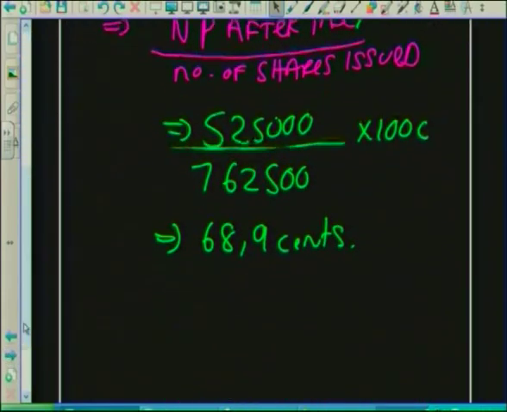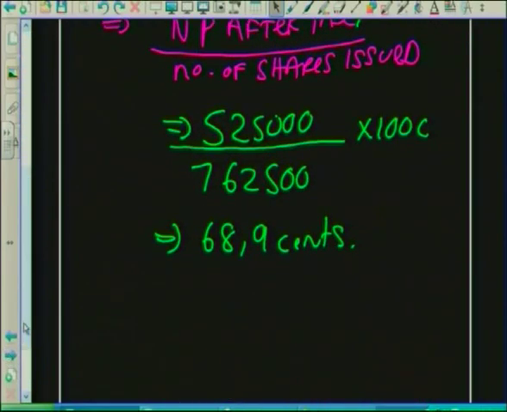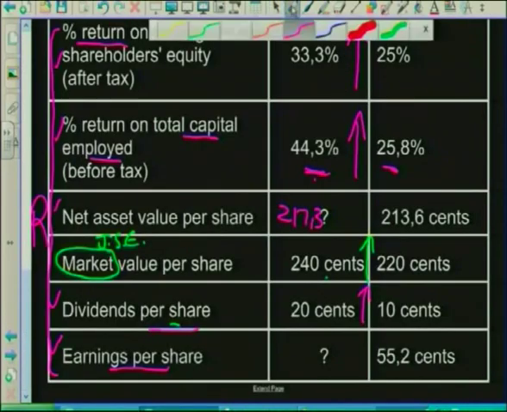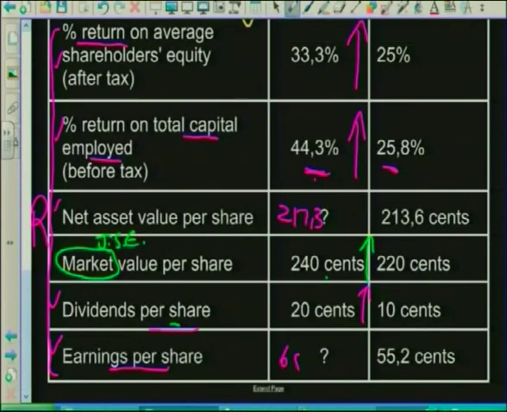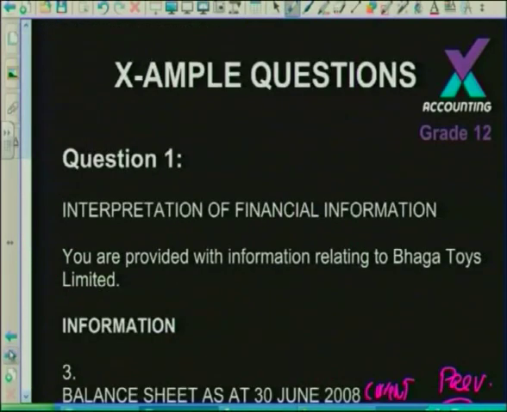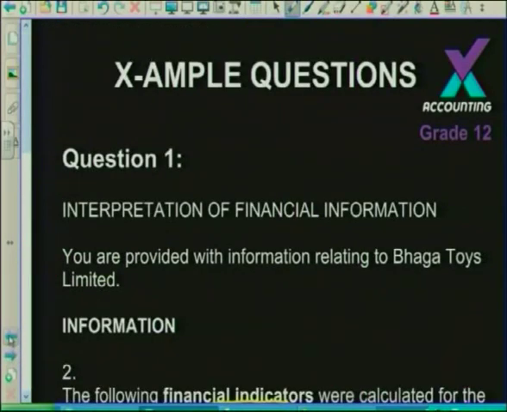Earnings per share, an amount of 68.9 cents. So let's fill that in. Earnings per share, 68.9 cents. Right, we're now ready to move on to our next question. So let's go to the question.